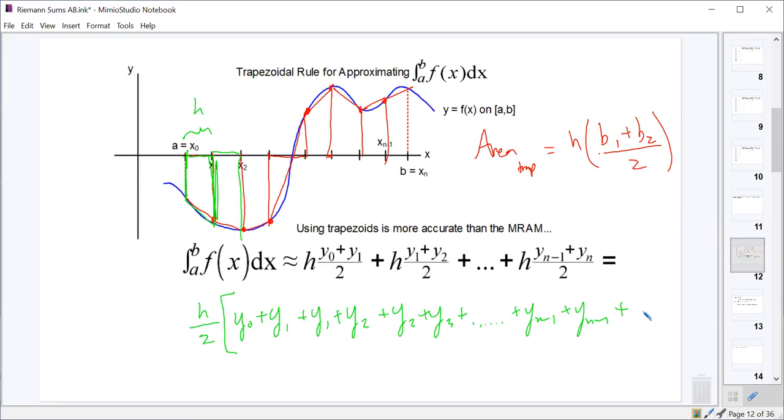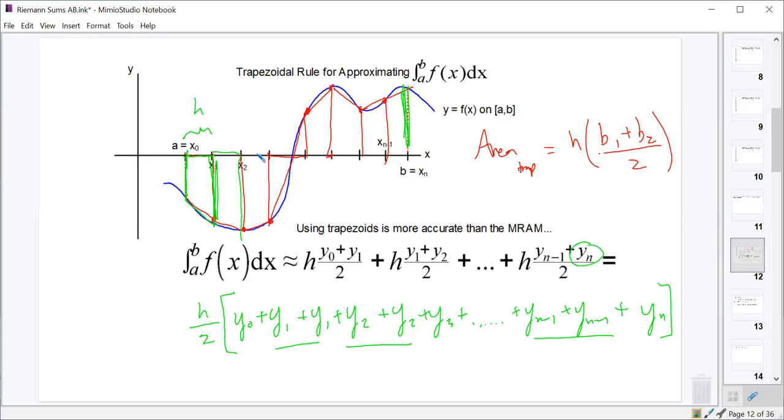But at the end, how many y sub n's do I have? How many of these y sub n terms am I going to have? Just one. And so we note that the first base length, y0, was only used once, and the last base length, y sub n, was only used once, but all the rest of them were used twice, right? That should make sense if you think about it graphically. This trapezoid and this trapezoid share this base, so that one needs to be used twice. And these two share this one, they need to be used twice, and so on.